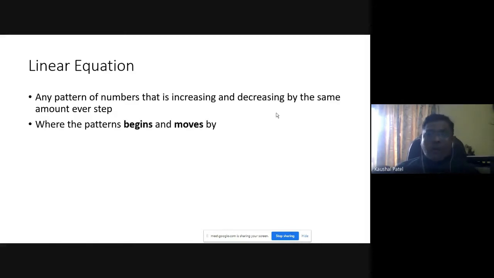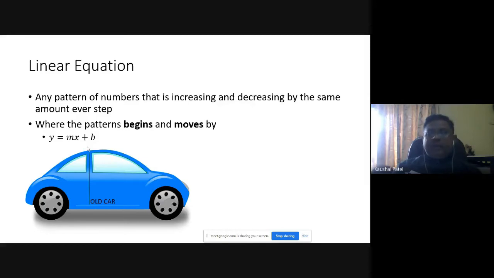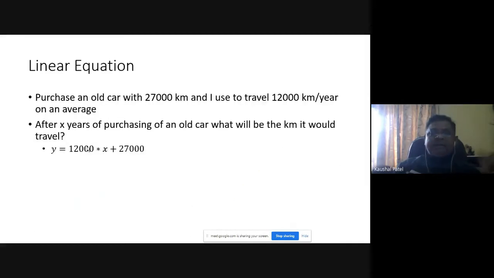So for linearization, we have two different things: where the pattern begins and how it moves. This is a simple equation that can be considered a linear equation. What we consider as the beginning is b, and how it moves gives the m. So y is equal to mx plus b is a simple equation, and it is called a linear equation.